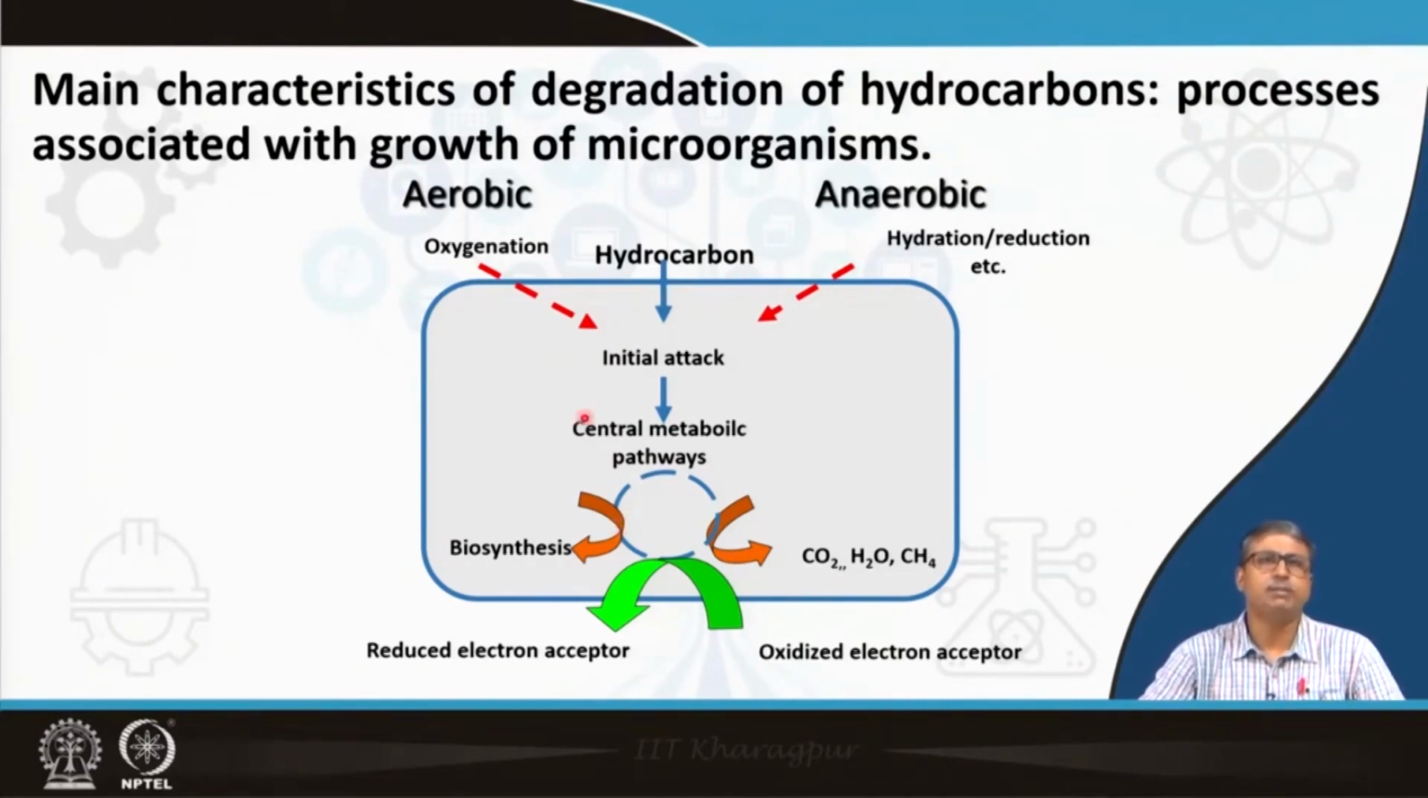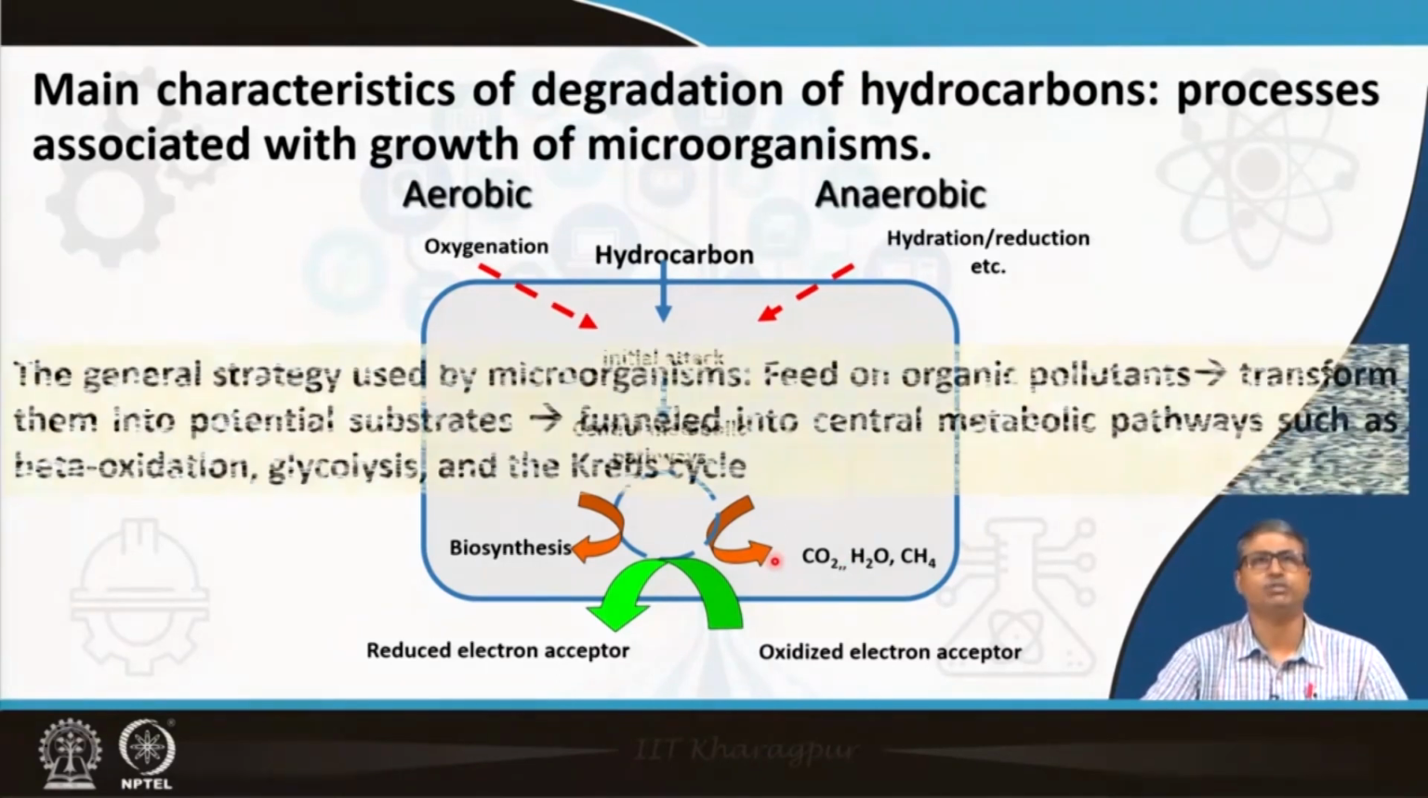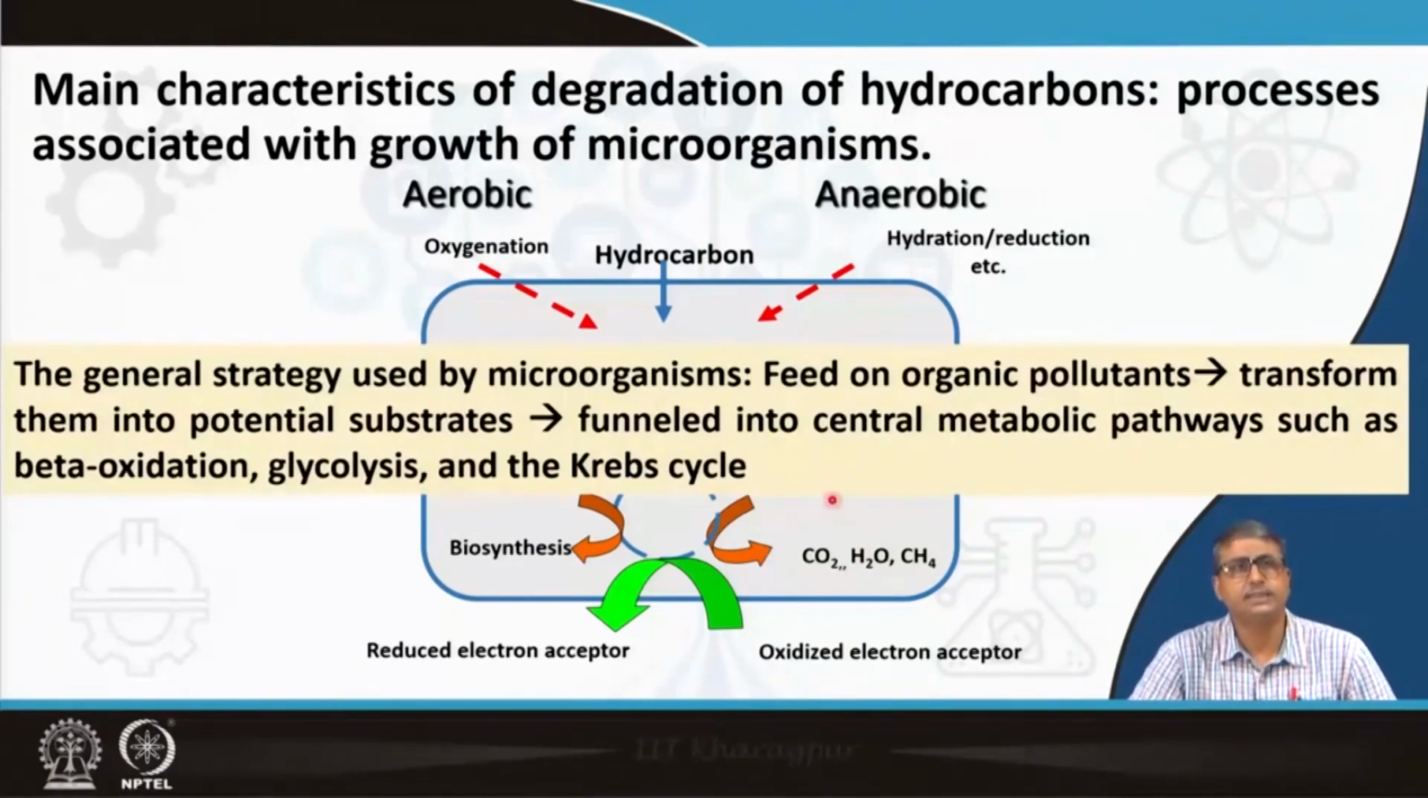So one way the microorganism or the bacteria is able to grow, able to divide and produce new cells, is using the carbon and the energy obtained from the hydrocarbon degradation. And in the other way, the hydrocarbon molecules are oxidized. If they are mineralized, they will be broken down or oxidized up to carbon dioxide or methane and water molecules. Now, this is the general strategy used by the microorganism to feed on the organic pollutants.